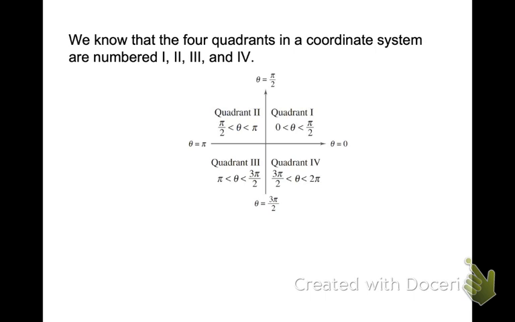Okay, quadrants. You know quadrants are 1, 2, 3, 4. Yes? Counterclockwise, we know this. Okay, so when we talk about quadrants, we say from 0 to pi over 2 is quadrant 1. It is also from 0 degrees to what?